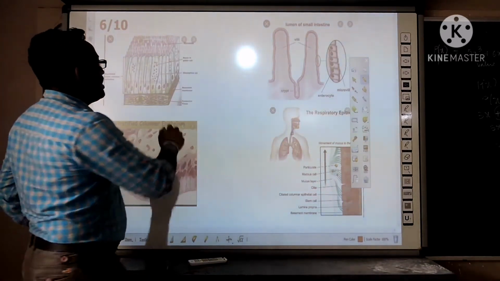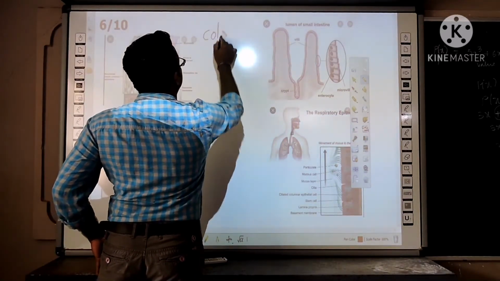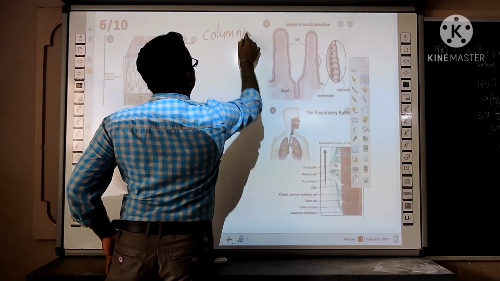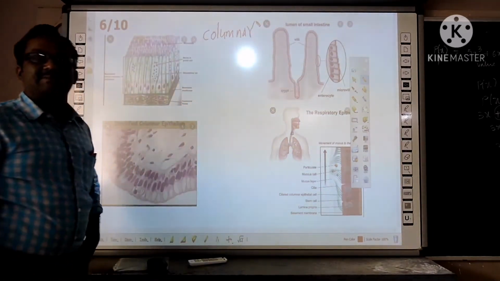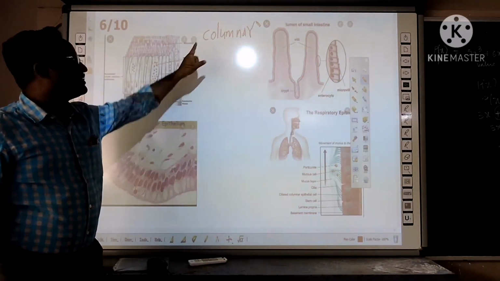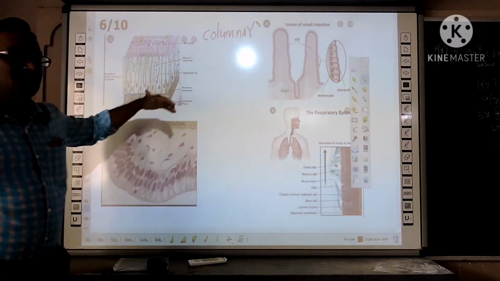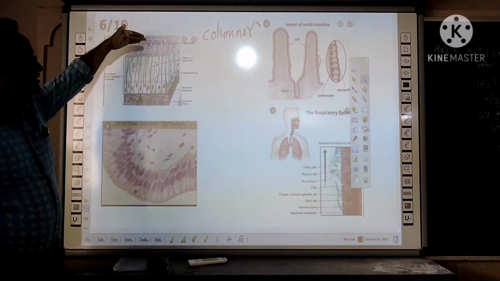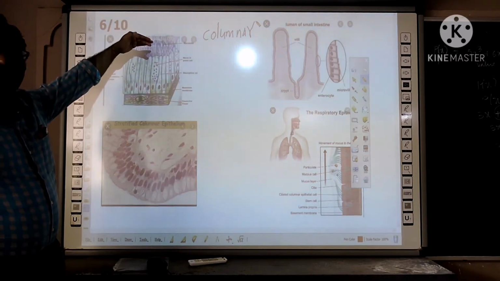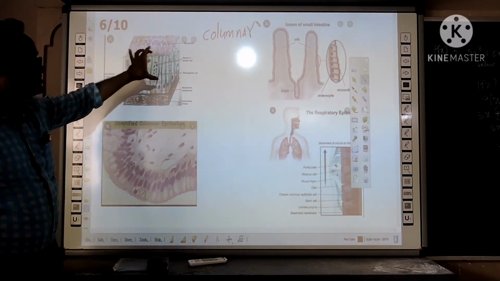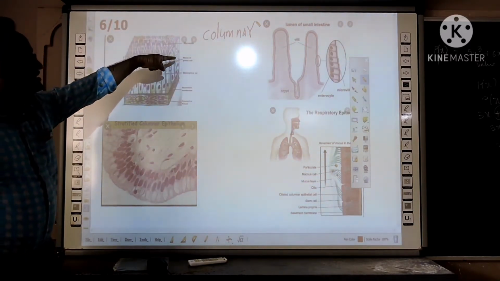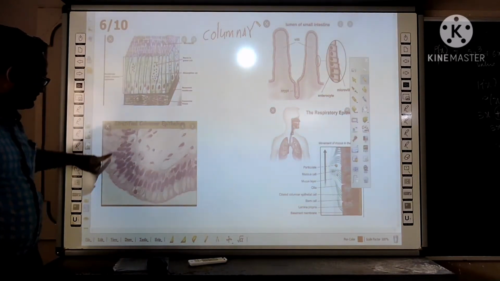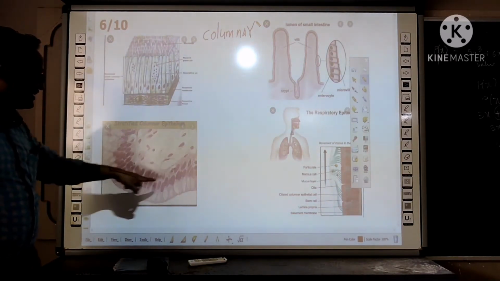Next, columnar epithelium. Columnar means the cells are column shaped. That means they are long. They are long enough, right? That's why they are arranged like columns. So this is the simple columnar epithelium. And these are the stratified columnar epithelium.